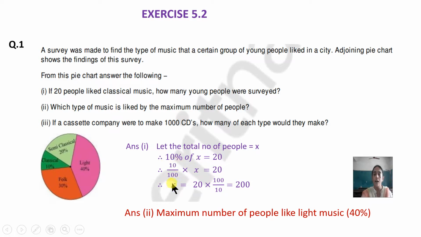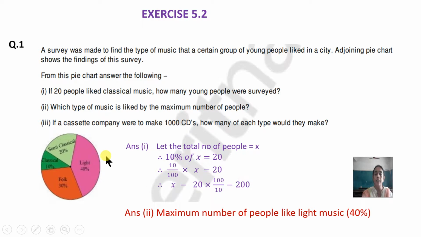10 upon 100 into x is equal to 20. I take this to the other side. Here it is multiplied. When it goes to the other side, it will be inversed. So 20 into 100 upon 10, the 0 and 0 get cancelled, and it will be 200. So the total number of people surveyed is equal to 200.